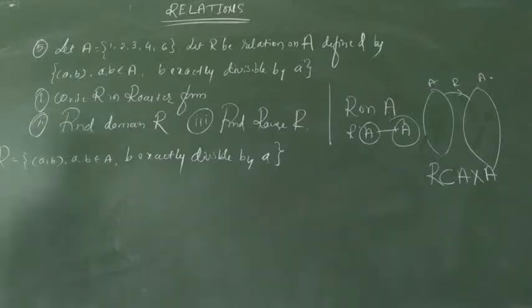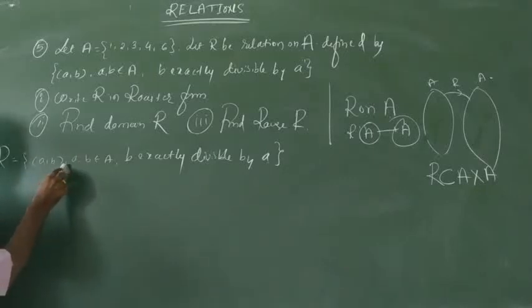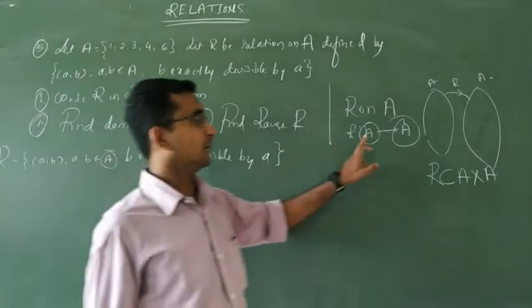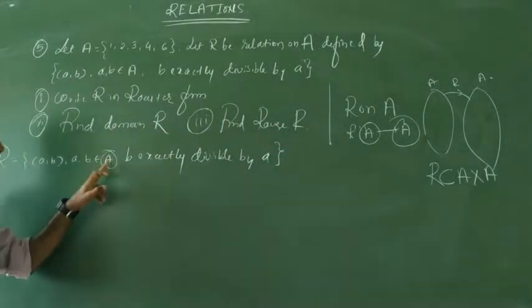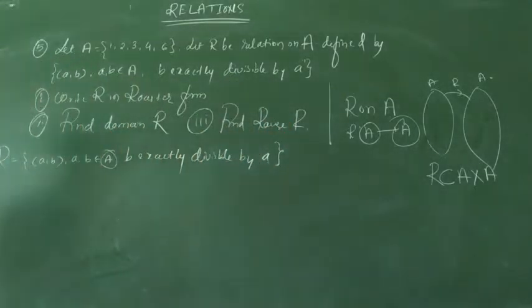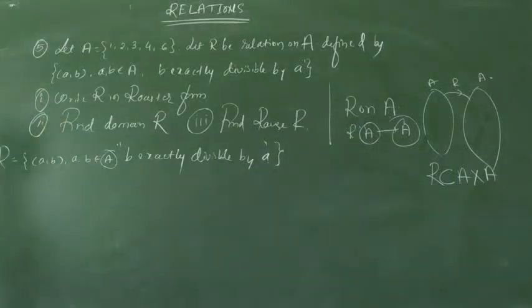So look here, this is a very important ordered pair (a, b). The first element and the second element both belong to the set A. The second element is also from set A, so the domain is A and the codomain is A. Where b, the second element, is exactly divisible by a. So a related to b means b is exactly divisible by a, and it should be written in the form of the pair (a, b).